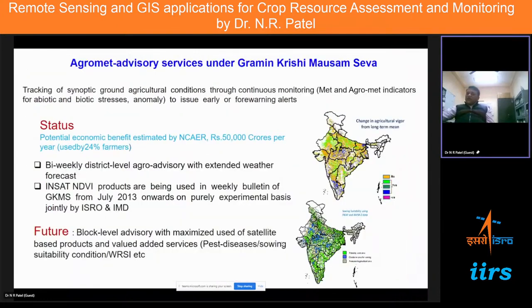Then there is the Gramin Krishi Mausam Seva, the agromet advisory service. Coarse resolution satellite data like INSAT, or rainfall estimates available from various coarse resolution satellite data, are being used for monitoring crop condition as well as soil suitability, when to sow the crop, what the status of the crop is, whether soil moisture is higher or lower, and when to irrigate, all those kinds of decisions at the block level. Information about agromet advisory is given under this program.